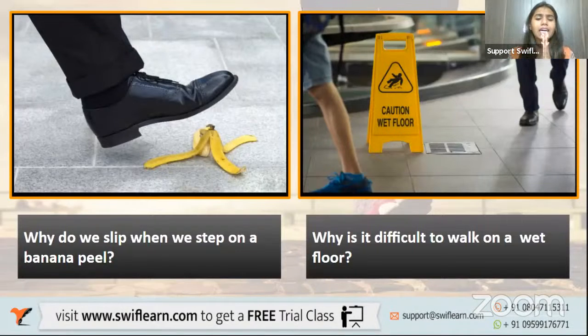Now, imagine you're walking on the road and there is a banana peel on the road which you have not seen, and you by mistake step on it. What happens? You will skid and fall down.